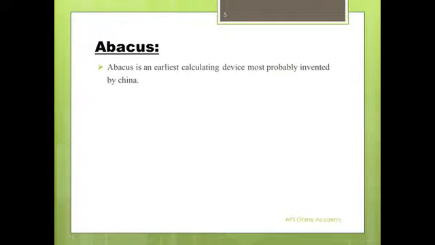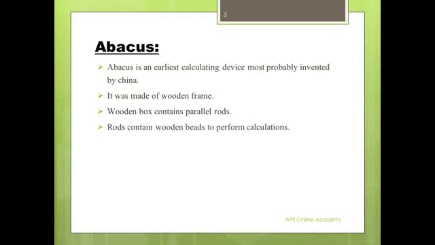Abacus. Abacus is an earliest calculating device, most probably invented by China. It was made of wooden frame, and that wooden frame contains parallel rods. Rods contain wooden beads to perform calculations. Abacus can perform addition, subtraction, multiplication and division, and this type of actions are performed by the movement of wooden beads.